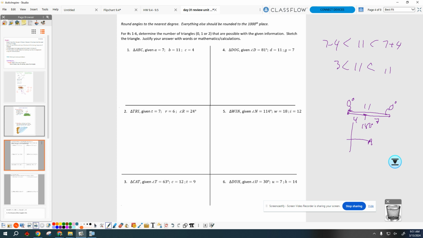Wait, how did you get 0? Oh, wait. 7 plus 4 equals 11. I just didn't have it in there. 7 plus 4 equals 11. It's not a triangle. Bro, you told me to do lower cosine. She's telling us for the first question. Okay, makes sense, makes sense.